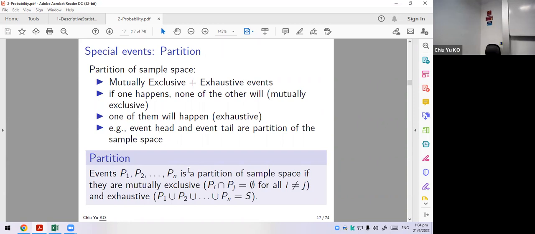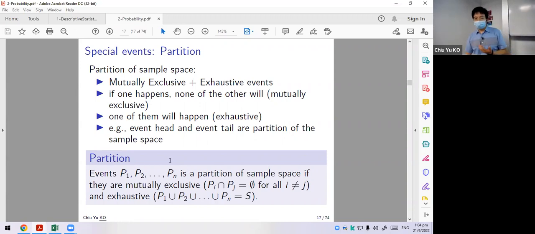The next thing we'll define, finally, combines two things: they are mutually exclusive and exhaustive. It's called a partition. So one of the things must happen, and it cannot be more than one that happens.